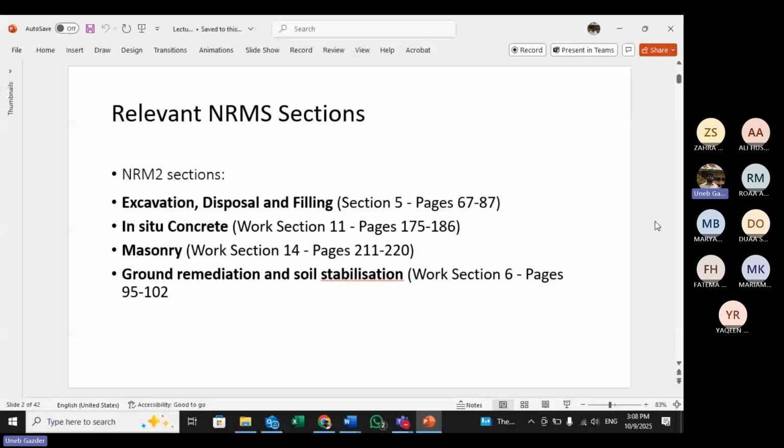The last one is only applied where it is required. The last activity in the project is not applied on all projects. And why would it be required? It would be required if you feel the natural ground and soil does not have the strength which you require for your structure. Then you may go for ground remediation or soil stabilization, which basically means strengthening the natural ground.